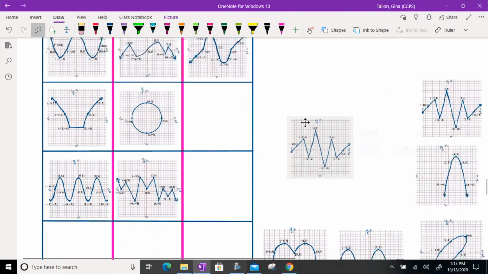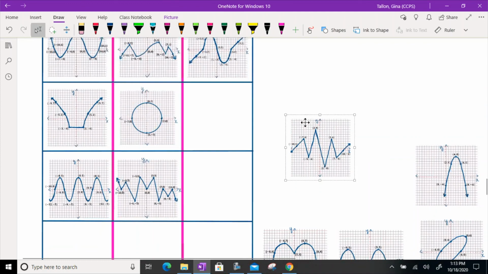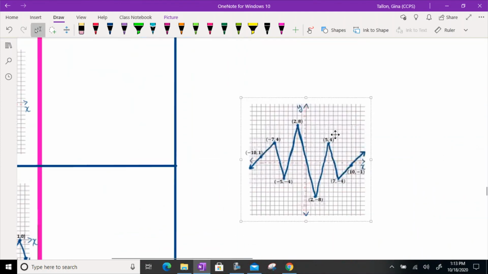Let's grab this function. I keep saying function. Is it a function? Yes. Okay, good. I'm lucky on that. So does this function look like it's odd or even or neither? Certainly doesn't have line symmetry over the y-axis, so it's not even.